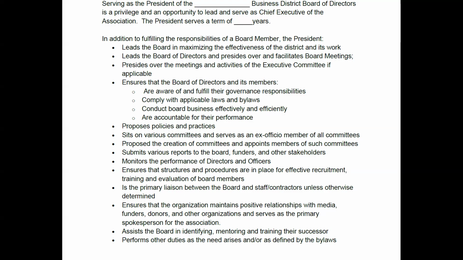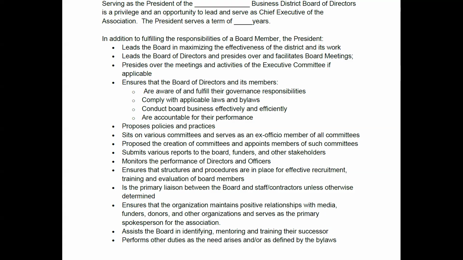So there are a lot of responsibilities for the president. Most of it is decision-making, delegation, being that primary point of contact for all the different components of the organization, but not necessarily the person that has to do everything, which I think a lot of the time the president gets stuck with.